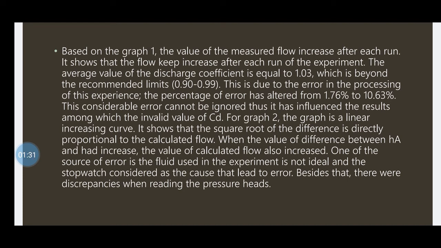For graph 2, the graph is a linear increasing curve. It shows that the square root of the difference is directly proportional to the calculated flow. When the value of the difference between HA and HD increased, the value of calculated flow also increased. One of the sources of error is that the fluid used in this experiment is not ideal, and the stopwatch is considered a cause that led to error. Besides that, there were discrepancies in reading the pressure heads.